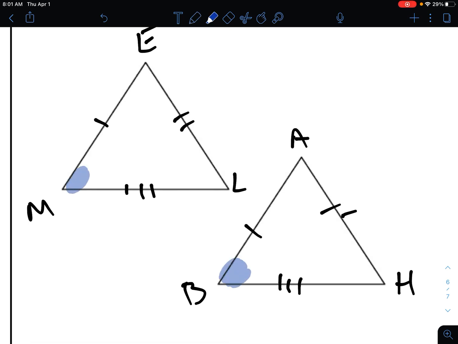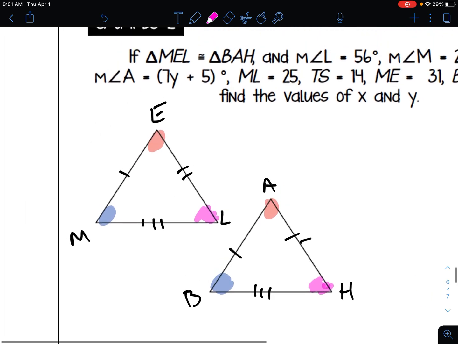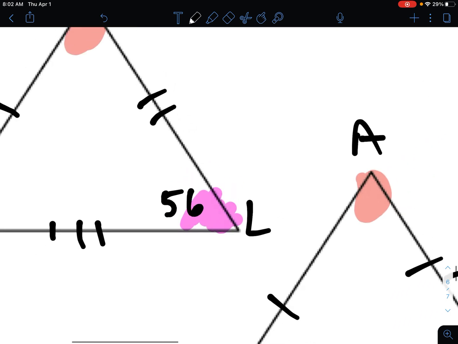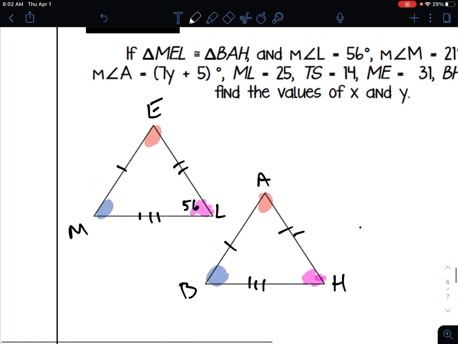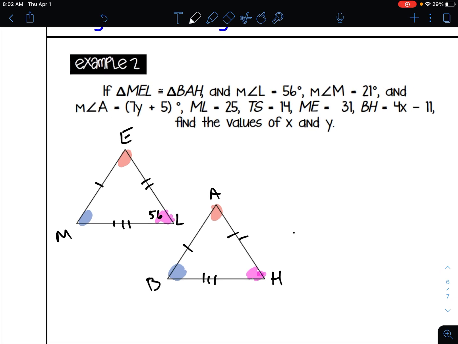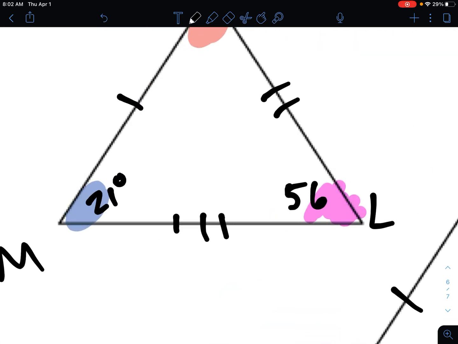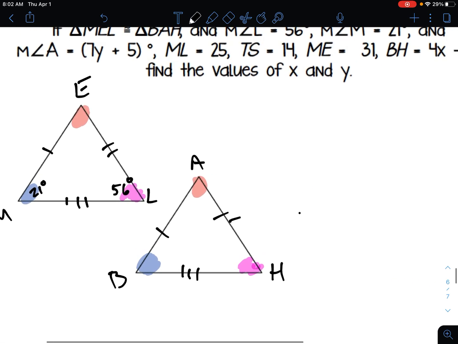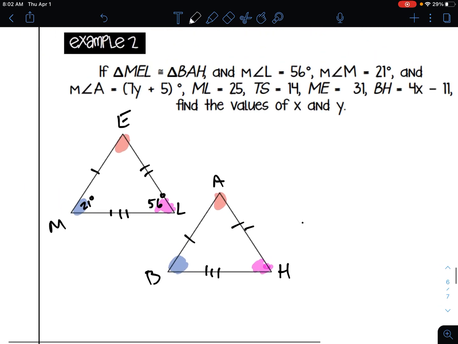And I also know, I really like the idea of the colors because that sticks out a little bit more. All right, so those values go together. All right, so let's go through here, input stuff in. I know that this is 56 degrees down here. So I know that H is also going to be 56 degrees. Do they give me anything on angle H? No, they don't. All right, I know angle M is 21 degrees. Well, that means B is 21 degrees as well.